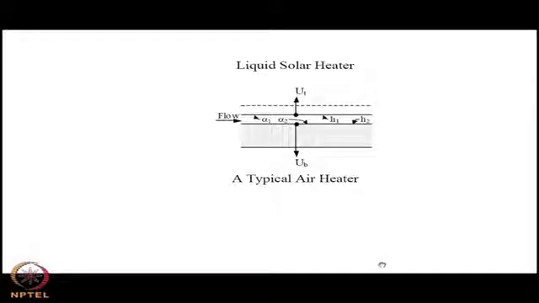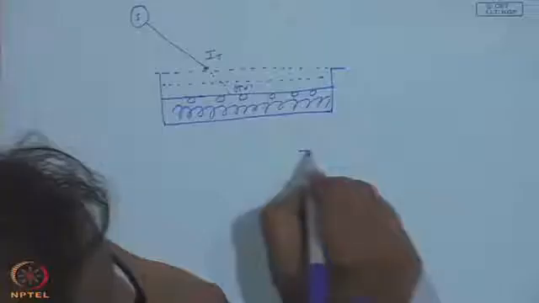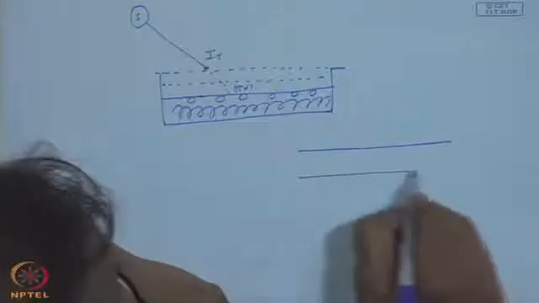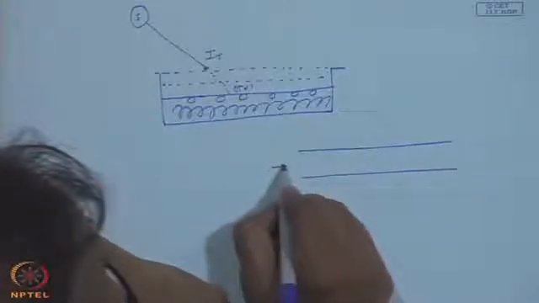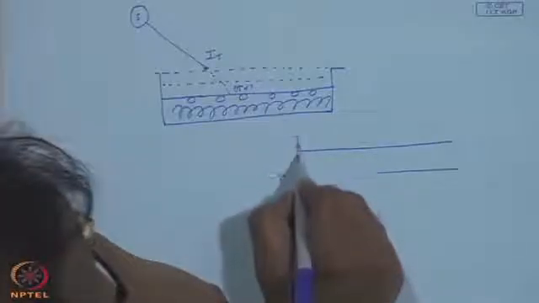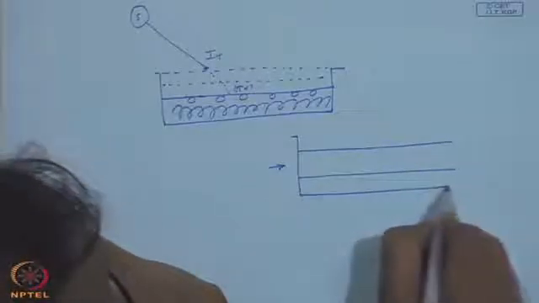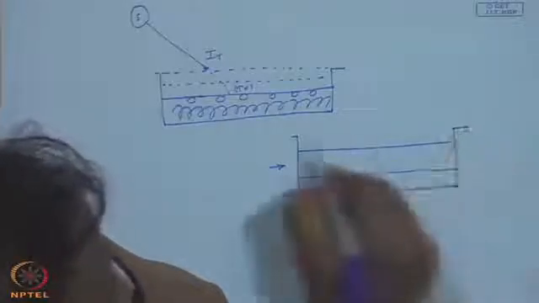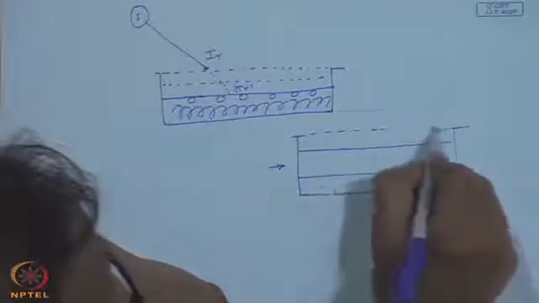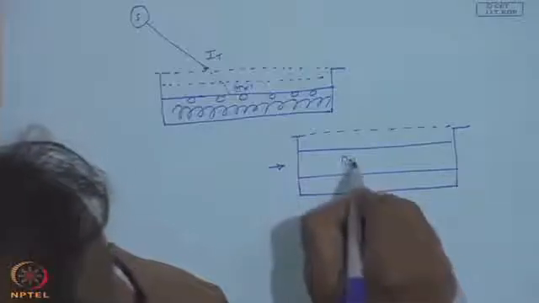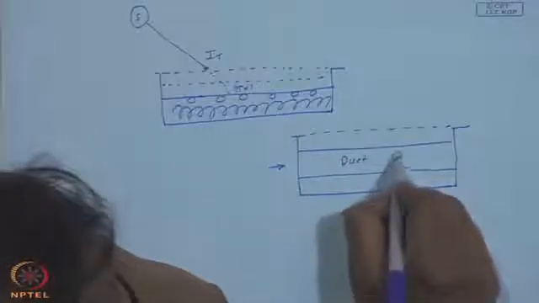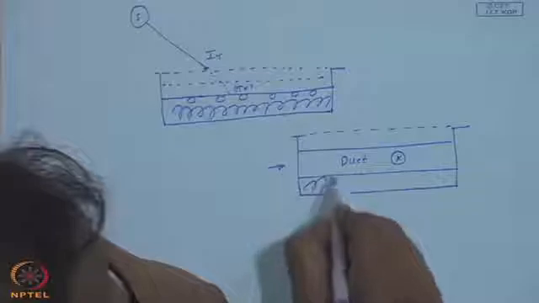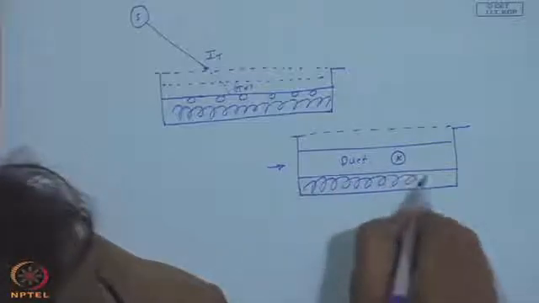So, I have shown a typical air heater configuration also, wherein you need a large flow area, because the volumetric flow of air will be much larger for a given amount of energy gain compared to that of a liquid or water. Again, this will be a duct, and perpendicular to this the air flows and it is insulated.